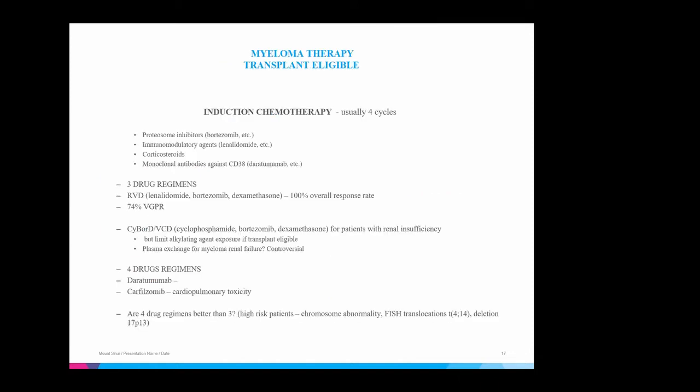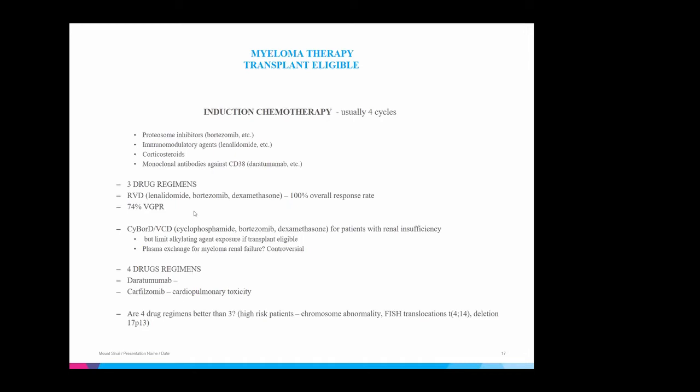So I'll turn now to some discussion of how we treat these patients. Patients usually get 4 cycles of induction chemotherapy, and we tend to use drugs of different classes for these patients. So proteasome inhibitors such as bortezomib, plus IMiDs or immunomodulatory agents such as lenalidomide, plus steroids, and in many cases these days, monoclonal antibodies against CD38 such as daratumumab.